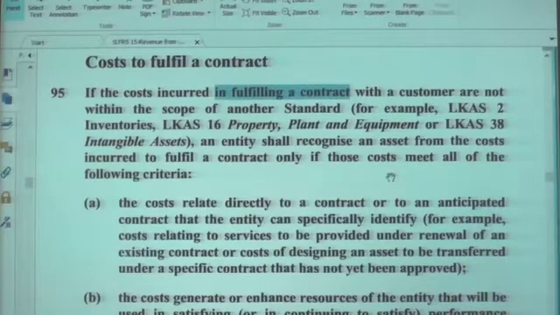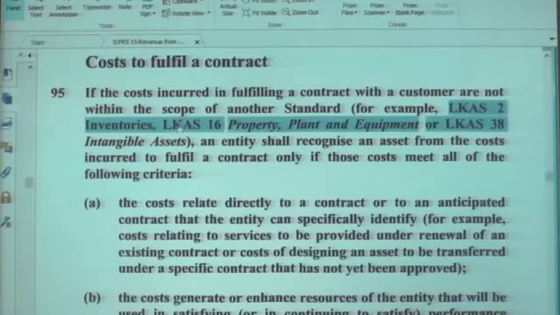a contract. If you incurred a cost to fulfill a contract with a customer that is not within the scope of another standard. That means LKS 2, may be raw material, or LKS 16 property plant and equipment, or LKS 38 intangible asset. Other than this cost, that is the meaning. Is that clear? Just write down examples here. What are the examples other than this cost? Material, labor, overhead cost, administration cost.